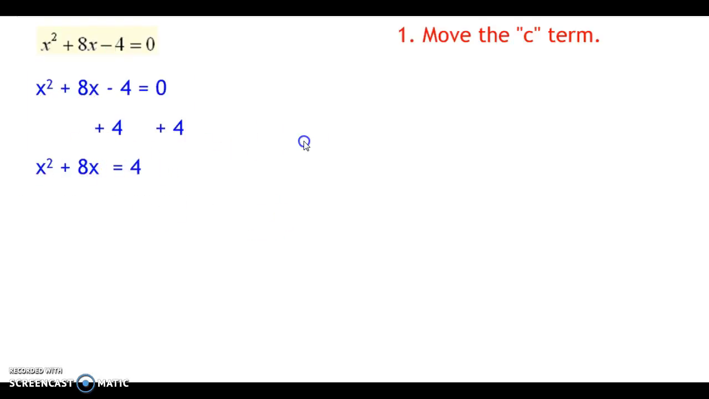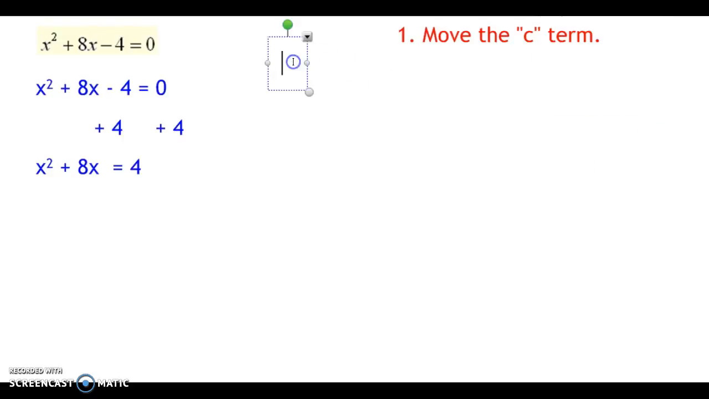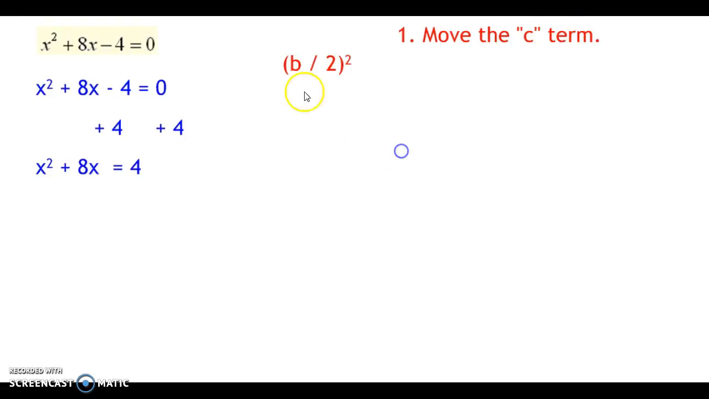Now I need to find my new c term, so I'm going to do the same thing that I did previously. I am going to take the b term, divide it by 2. I'm going to take the whole quantity, and I'm going to square it. B over 2 squared, you might have heard me say that several thousand times in class this year. My b term, as you can see here, is 8, so I'm going to do 8 divided by 2. That's 4. Square that, that's 16.